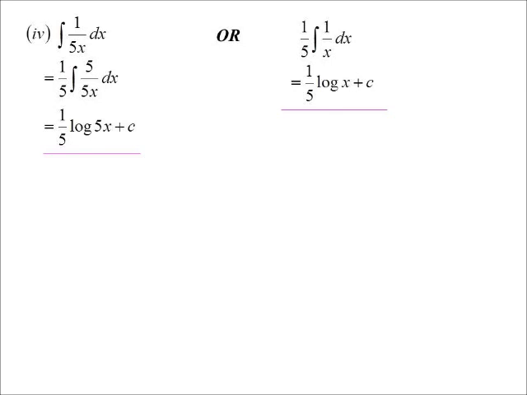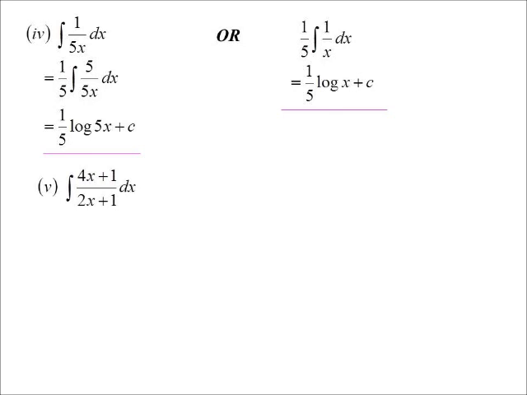Different answers. But they are actually the same. Why? That's it. I mean, I've written plus c for both. The reality is those constants would be different. Because if you use your log laws on the first one, you could break that up to be a 5th log 5 plus a 5th log x. And a 5th log 5 is just a constant. And so it's actually in the constant of the other one. Yeah. Both would be accepted.